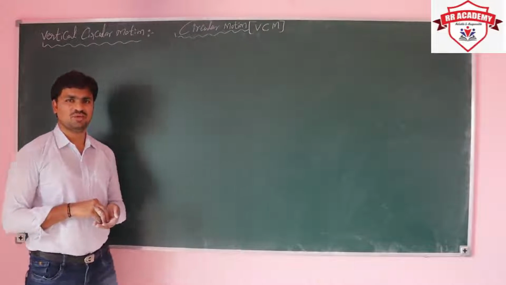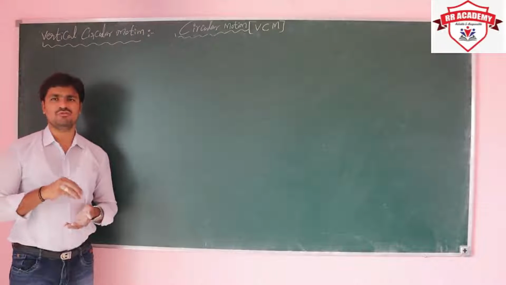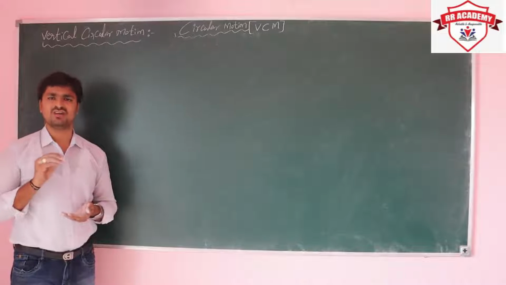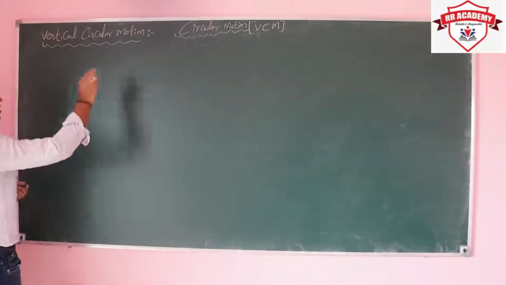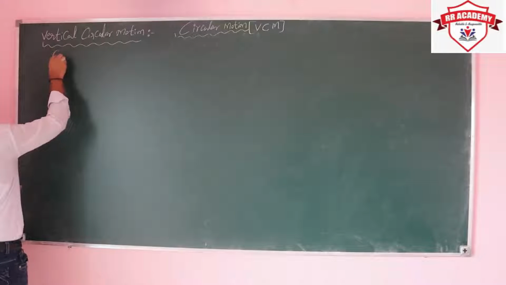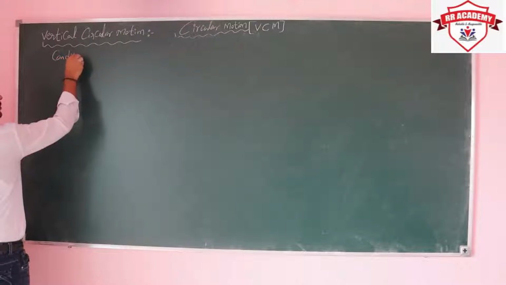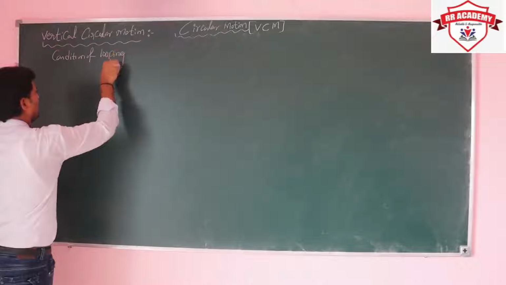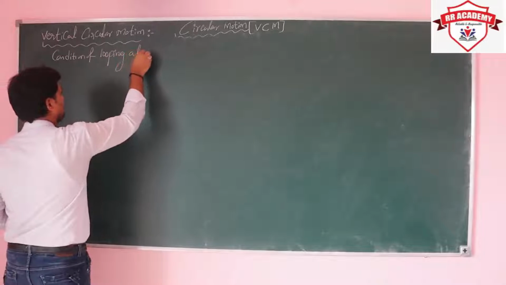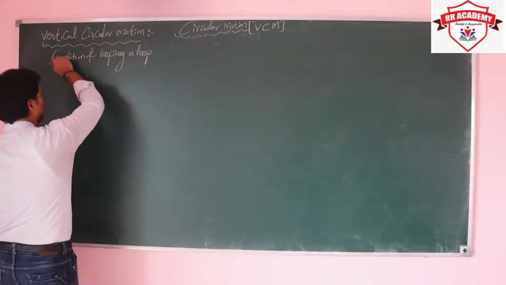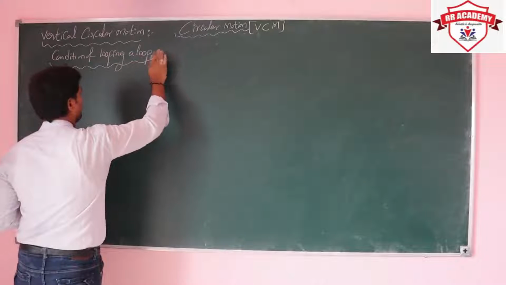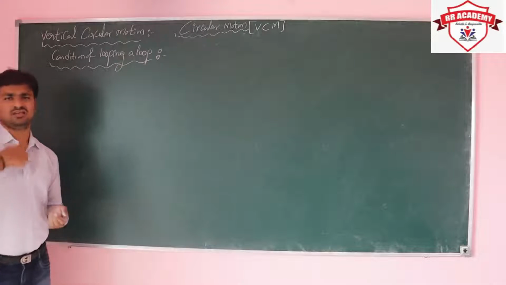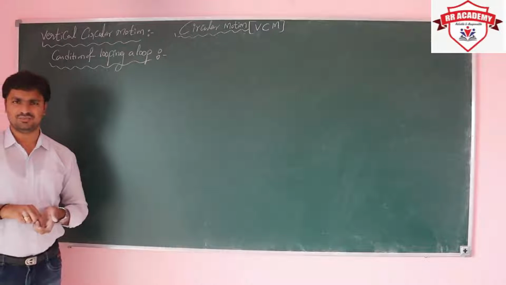Just now we discussed, in vertical circular motion, the velocity and the tension at different points. Now the condition of looping the loop. What is the meaning of looping the loop? It means the particle should continue the circular motion.